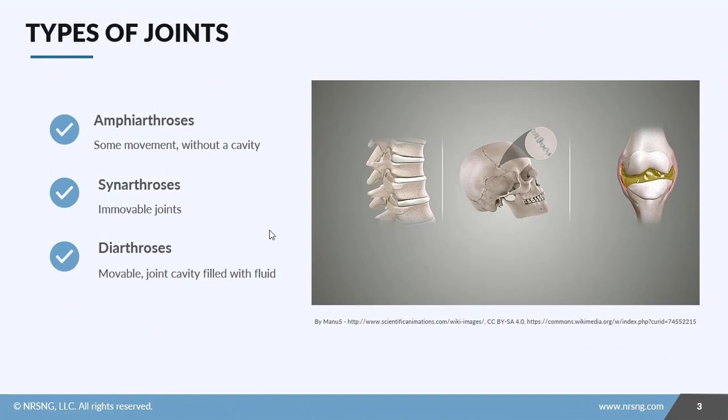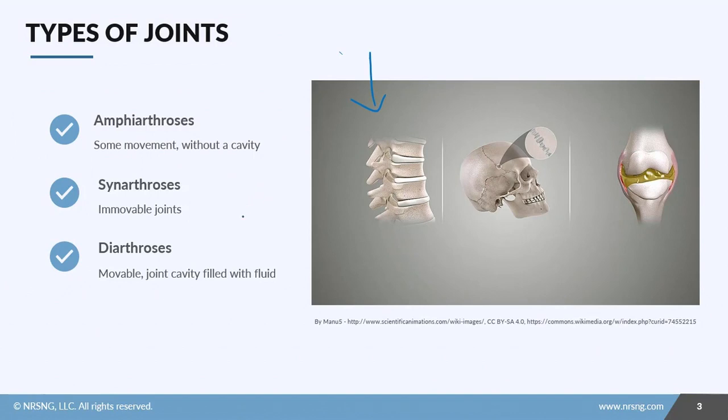So let's look at the different types of joints. And when I talk about joints, we're looking at different types of classification. So you have several different ones. You've got amphiarthroses, you've got synarthroses, and you've got diarthroses. So here are examples of some. With amphiarthroses, like here with the vertebra, you have some movement, but there's not a particular cavity.